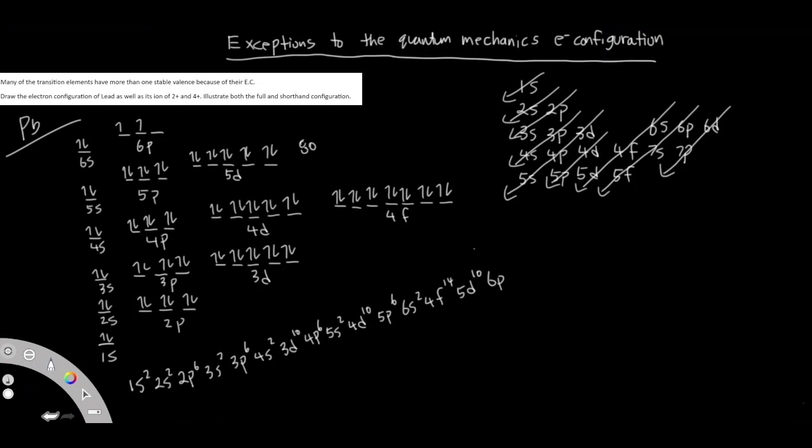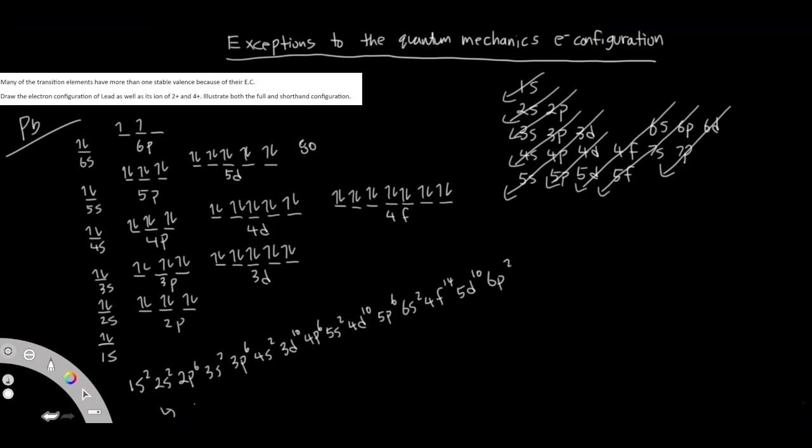The 6p's is the 2. Alright, just want to make sure I didn't make any mistakes here. 6s, then the 4f's, then the 5d's, and then the 6p's. Yep, seems pretty good to me. So this here is our electron configuration, full hand.